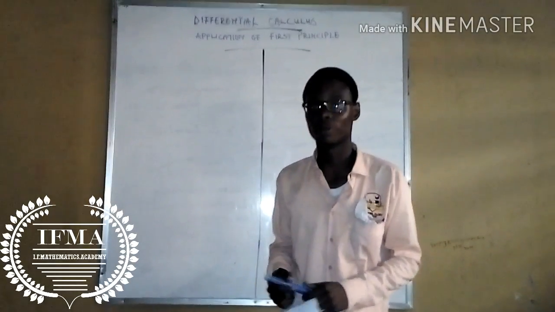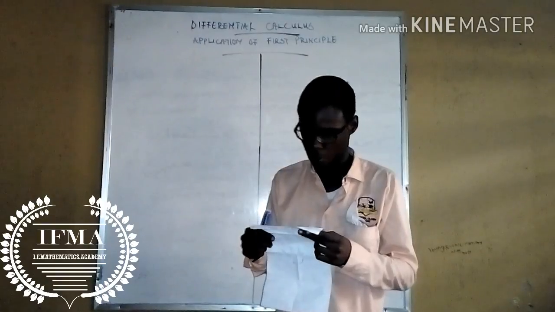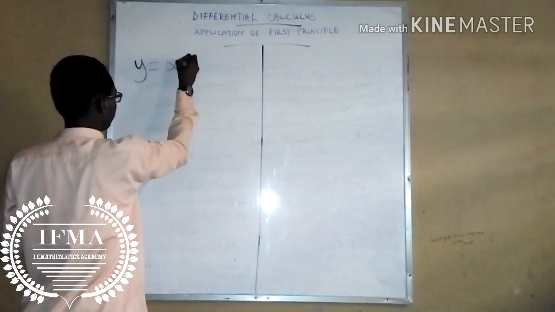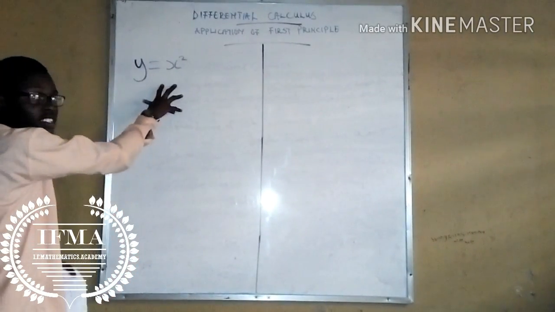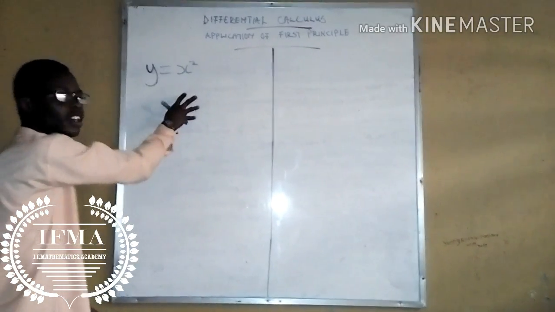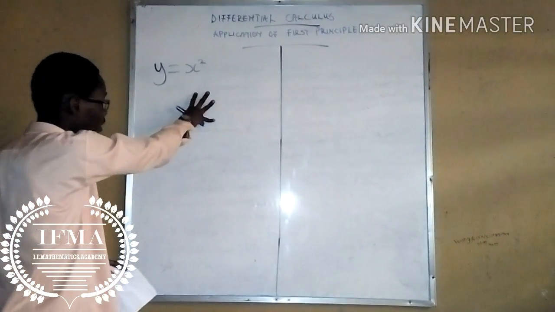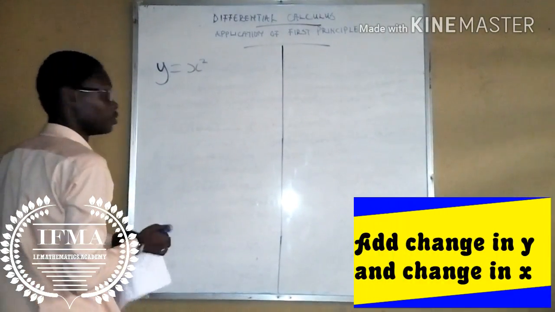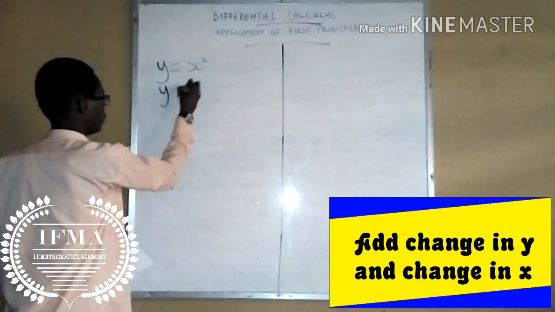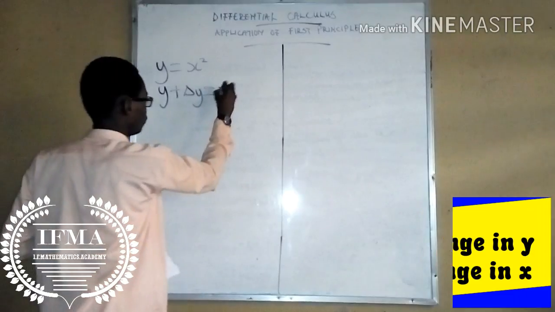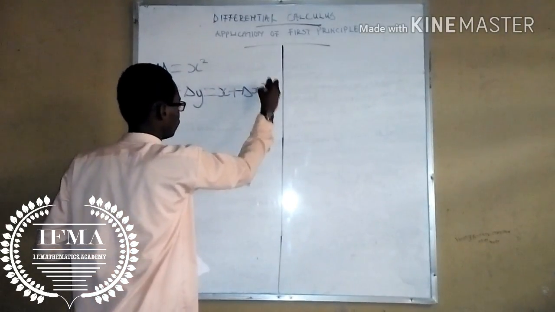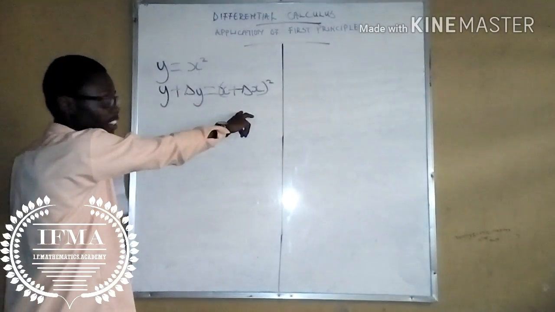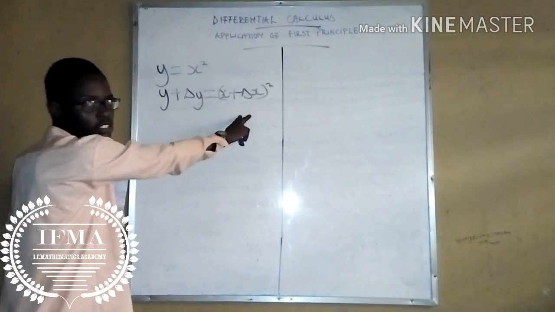Now, today we're going to be moving forward by applying this example. This is the problem that we're going to be working with using the first principle. The first step here is to add the change in y and the change in x. After you add the change in y and the change in x to both sides of the equation, this is what it should give you.